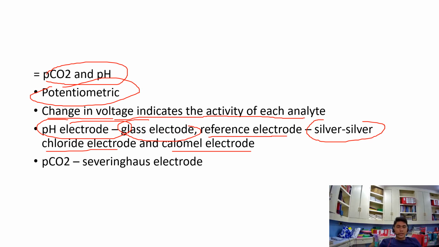So you need two electrodes: the glass electrode that will be in contact with the specimen, and the reference electrode, your silver chloride electrode, that will be in contact with the standard. Then next, for PCO2, you have your Severinghaus electrode. Okay, so those are the names of the electrodes used in blood gas analysis and pH measurement.